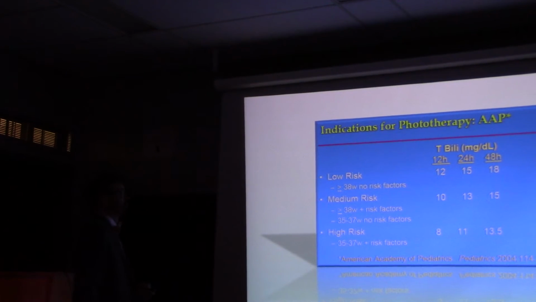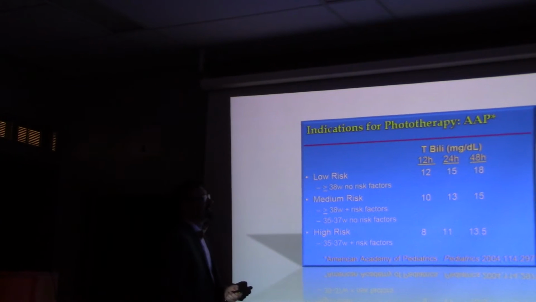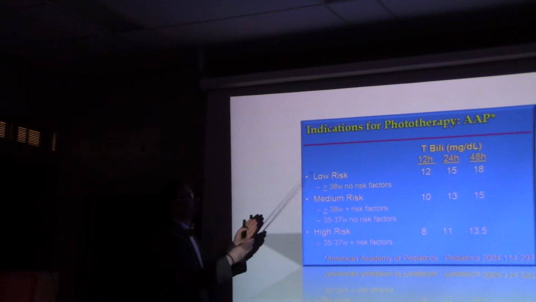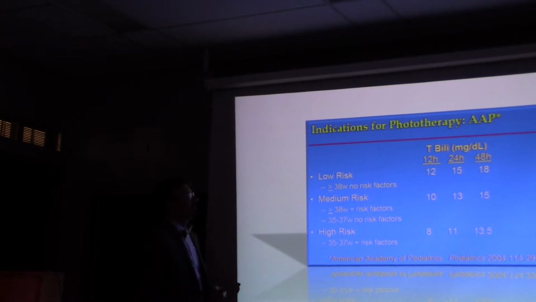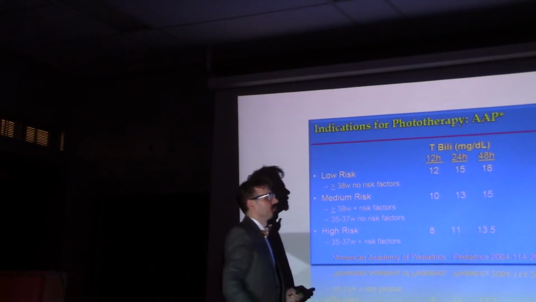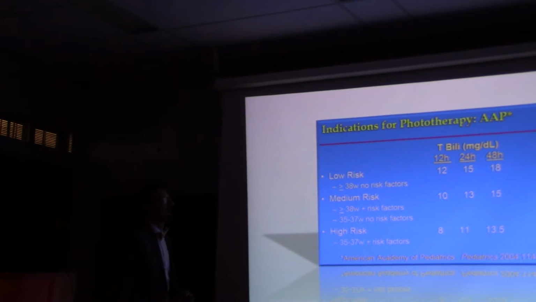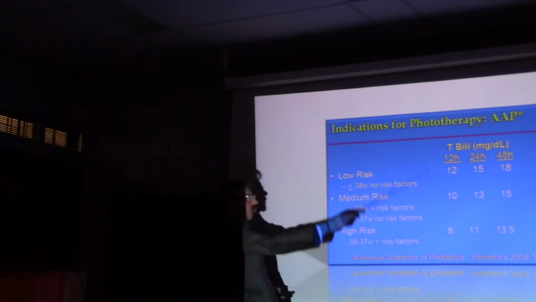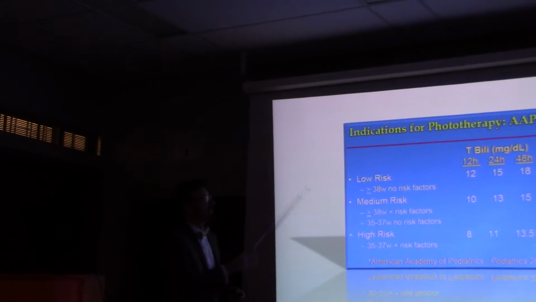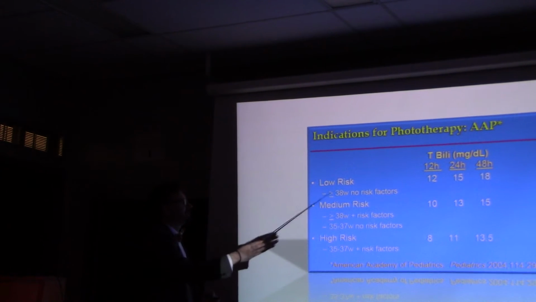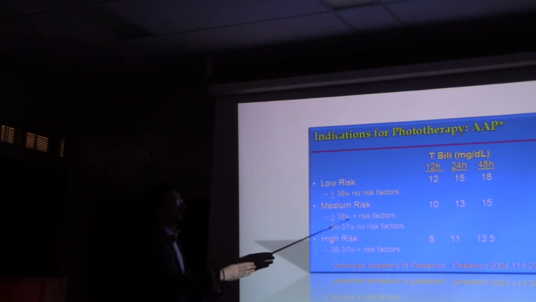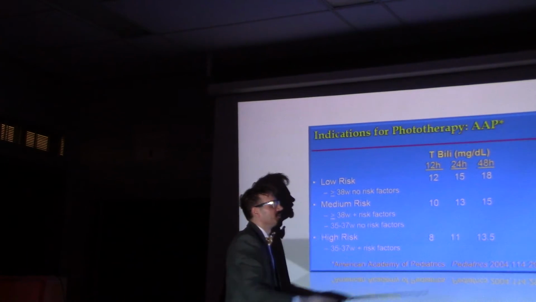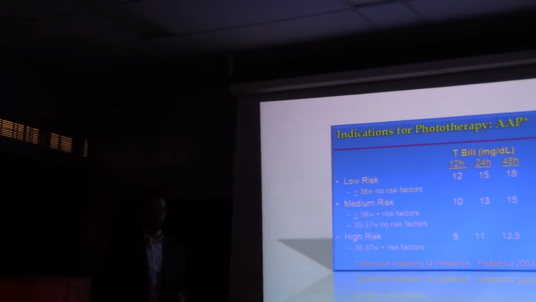The indications for phototherapy: essentially what they're doing is looking at the risk, the gestational age, the time after birth, and the total bilirubin at those times. They're putting them into little categories, low risk or high risk, and these numbers represent when you should start phototherapy.